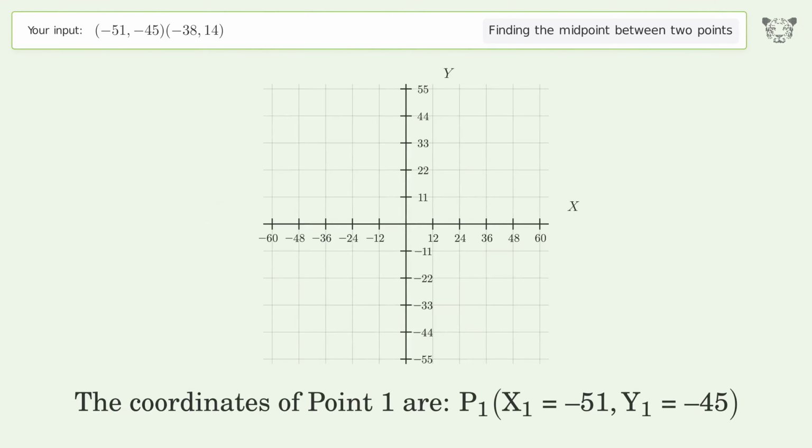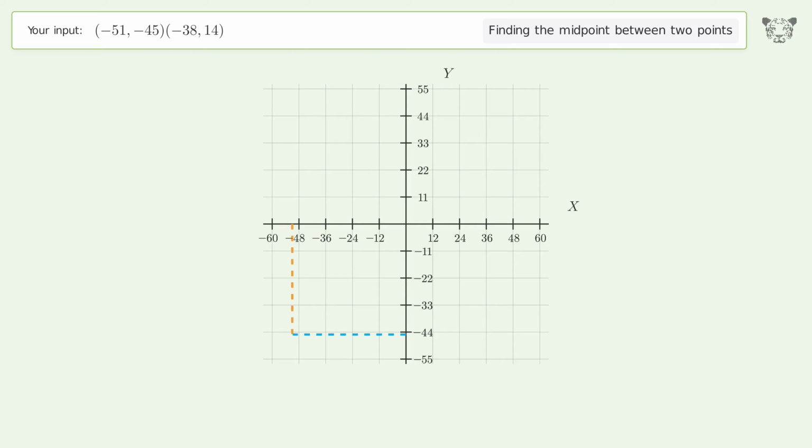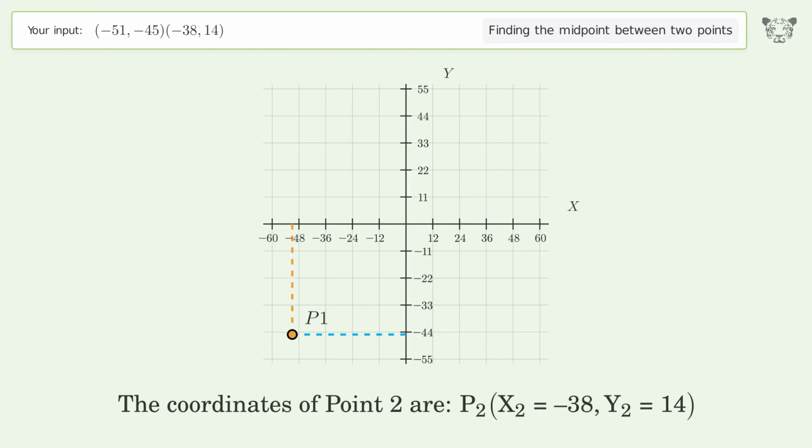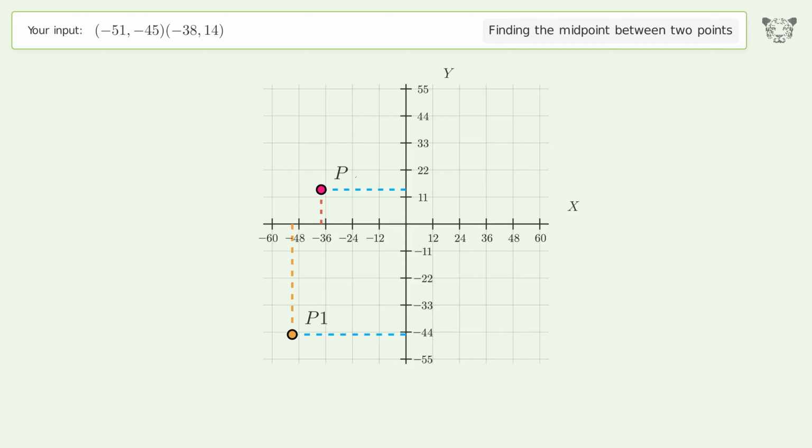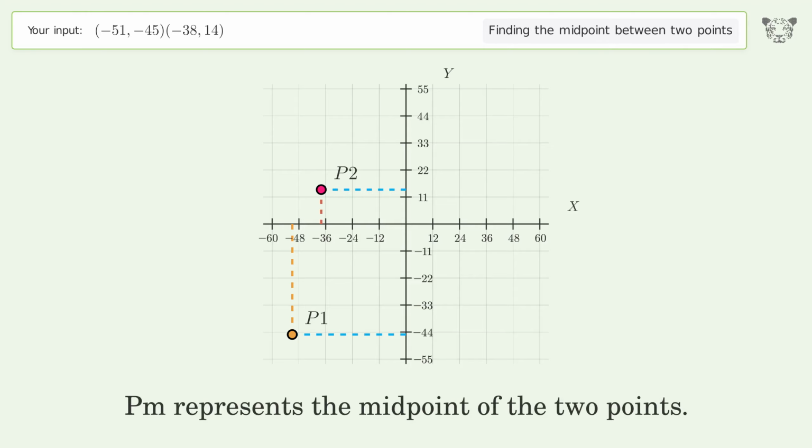The coordinates of point 1 are, x1 equals -51, y1 equals -45. The coordinates of point 2 are, x2 equals -38, y2 equals 14. PM represents the midpoint of the 2 points.